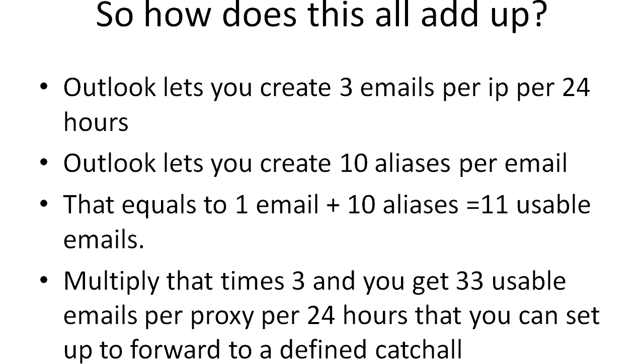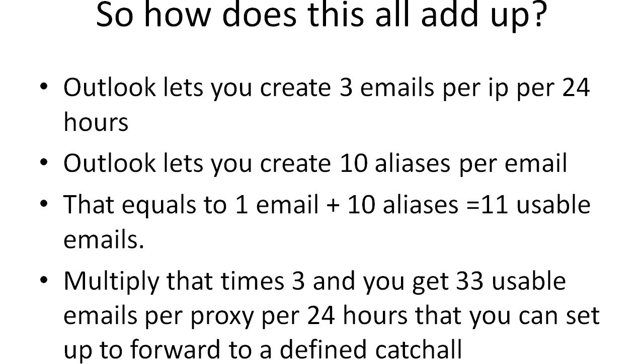Okay, so how does this all add up? Outlook lets you create 3 emails per IP per 24 hours. So that's why we use private proxies, to get more bang for our buck. They also let you create 10 aliases per email.